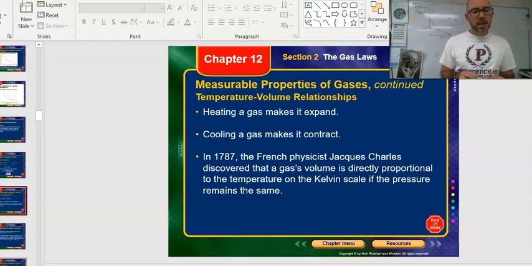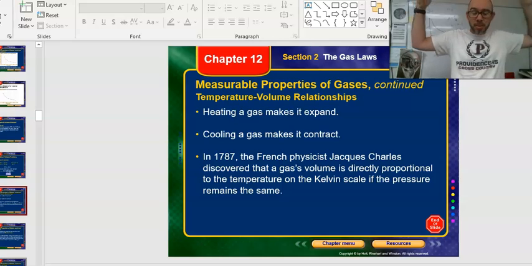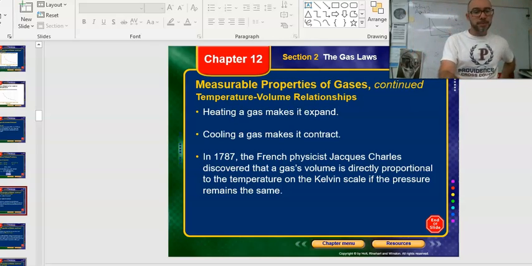Heat a gas, it expands. Cool a gas, it contracts. And Hank Green showed that, where he took his can and showed the differences, well, I guess it was actually pressure that was working there. But yeah, hot air balloon would be a good one for this. Heat it up, it should expand. Cool it down, it'll contract. When it expands, it becomes less dense and the balloon goes up. When it cools off, it starts to drop.